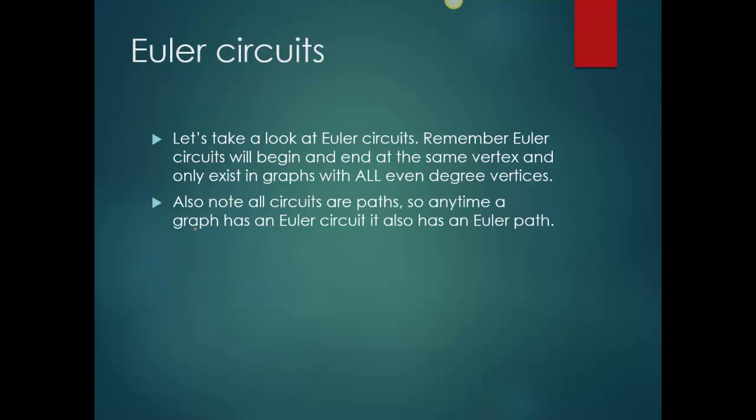Okay, so let's move on to Euler circuits. I just want to remind you of a few things before we start. Euler circuits begin and end at the same vertex and only exist in graphs with all even degree vertices. I also want you to note that all circuits are paths, so anytime a graph has an Euler circuit, it immediately has an Euler path.